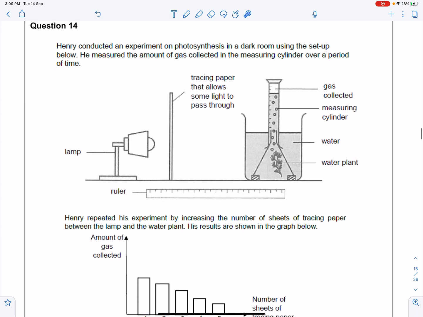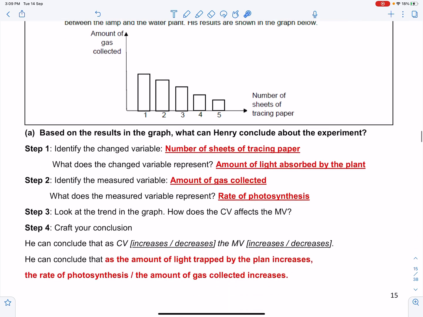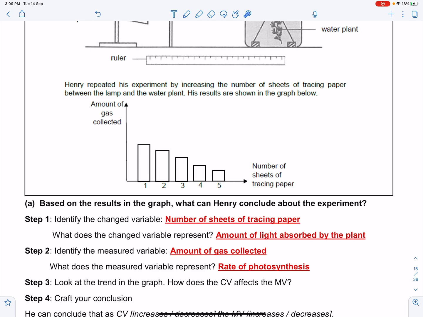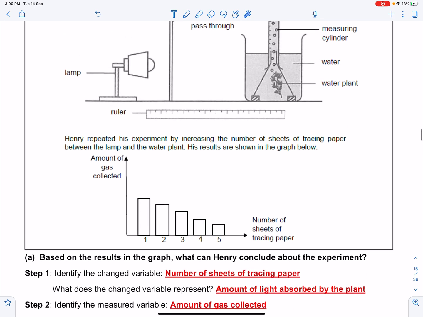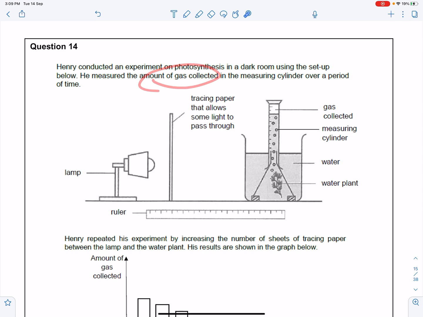Okay, so question 14 is another question that talks about conclusion. Okay, so once again, the question asked, what can Carrie conclude about the experiment? So remember step 1, identify the change variable. So how do you identify? Read the question. So he conducted experiment on photosynthesis using a setup. He measured the amount of gas collected. Okay, so gas collected over here, you need to understand is actually talking about oxygen. And oxygen is due to photosynthesis.